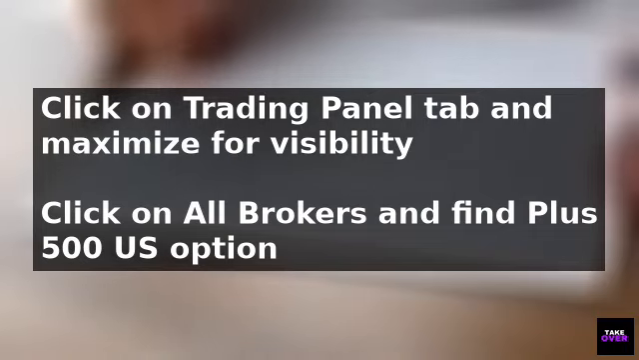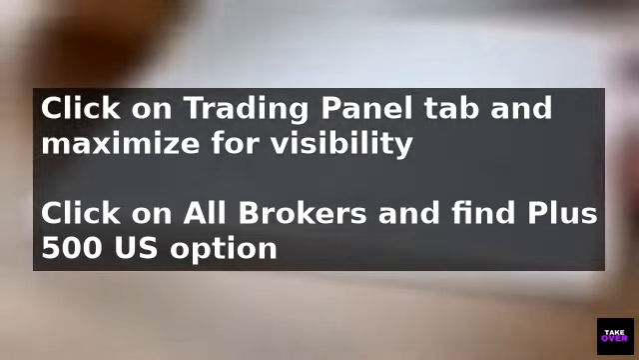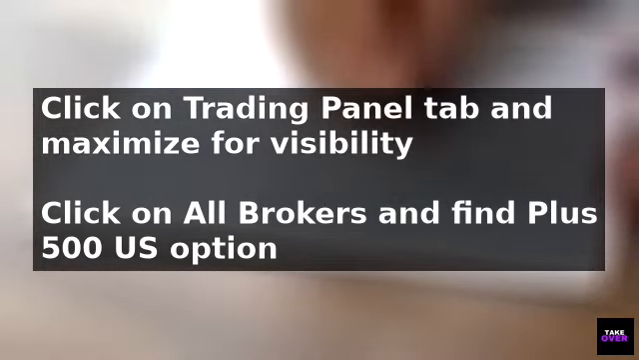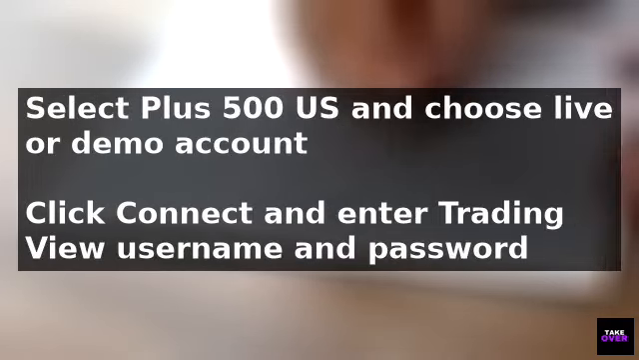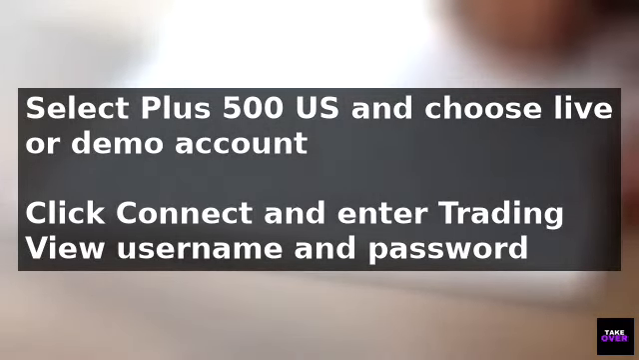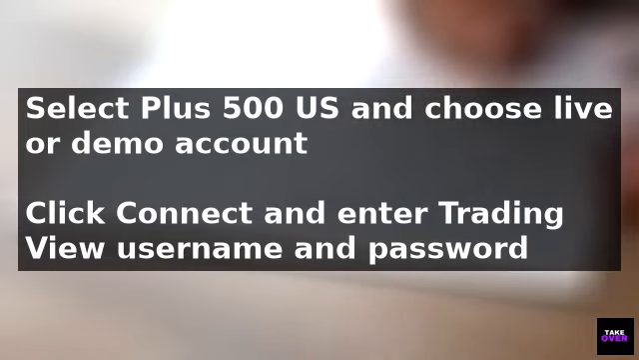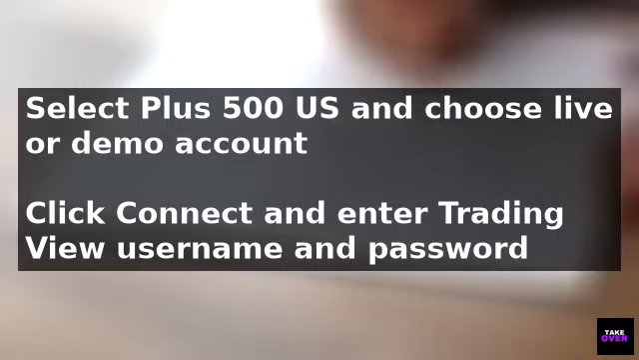Next, click on All Brokers and scroll down to find Plus500 US. Usually located at the bottom of the list, click on it. And if you want to add it to your favorites for easier access, click the star icon next to it. After selecting Plus500 US, choose whether you want to connect a live or demo account, and then click Connect.